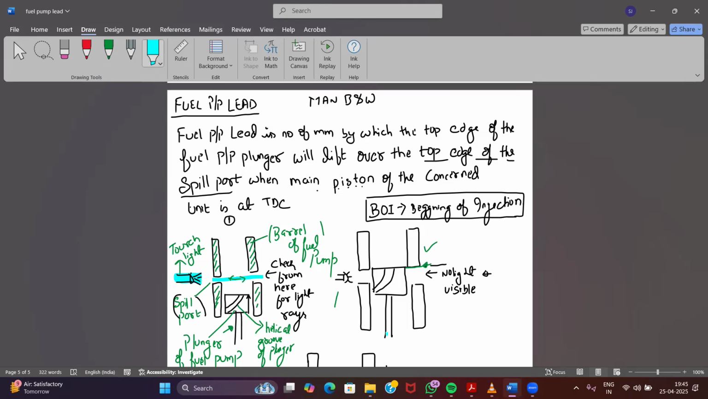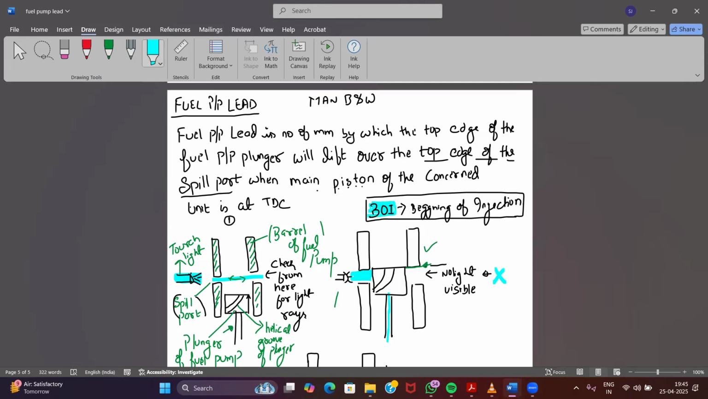I will see the light passing through, and I can see it from the other side. I will turn my engine. When I'm turning the engine, the plunger of my fuel pump is also going up. Okay, and there will be a time when I will not be able to see the light because it is getting blocked by the plunger. Now I will stop here. This is my initial point. This point is also known as the beginning of injection of the fuel pump.